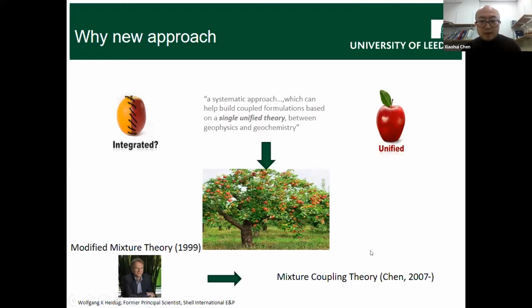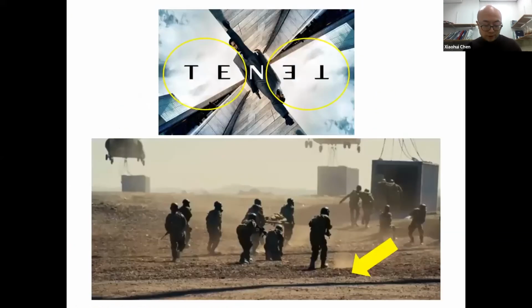The approach we have been trying to focus on is a systematic approach, which can help build a coupled mathematical model based on a single unified theory between geophysics and chemistry and between multiple scales. So that is why we need such an approach.